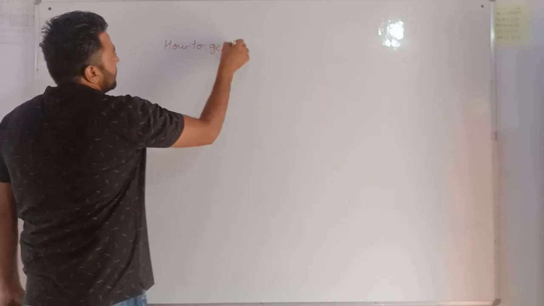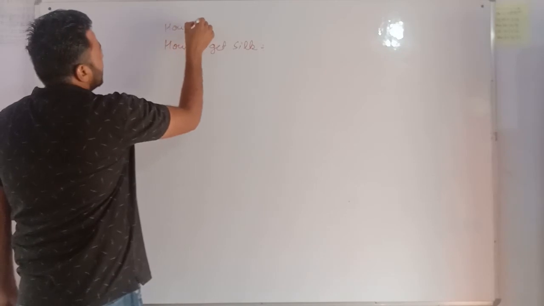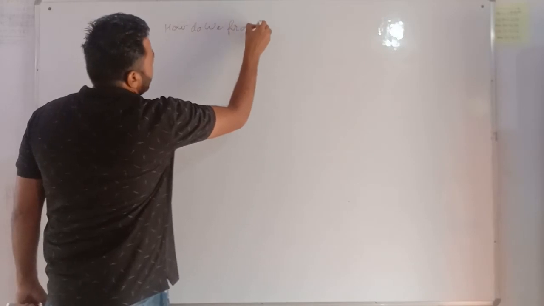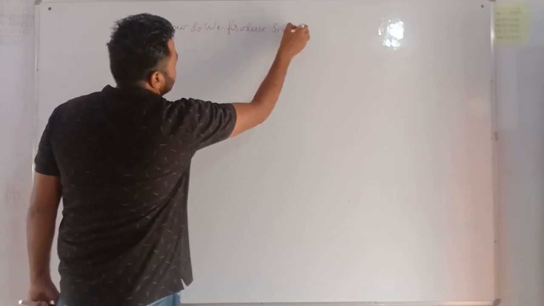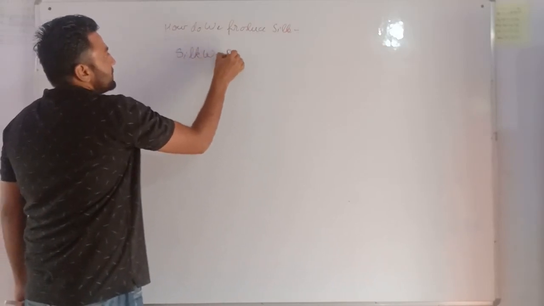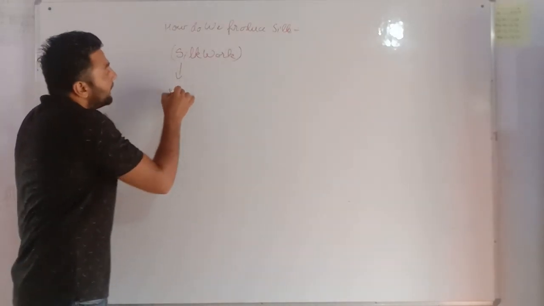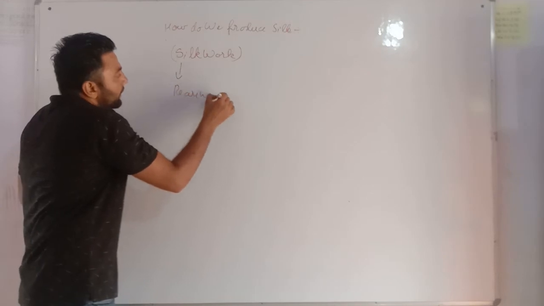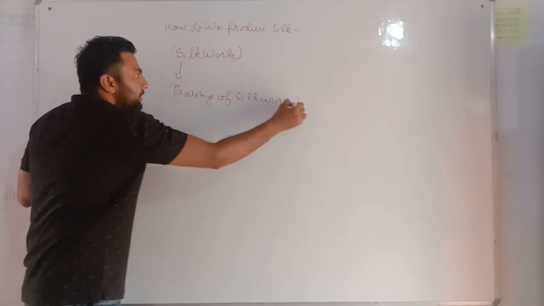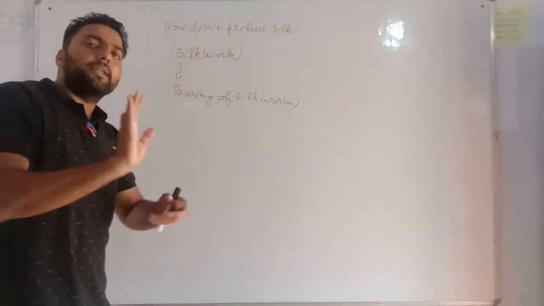How do we produce silk? First of all, we need to see how we produce silk. Very important. We get silk from silkworm. So first of all, we need to do the rearing of silkworm. What is rearing of silkworm? Rearing of silkworm is to produce silkworms, to feed them and take care of them.